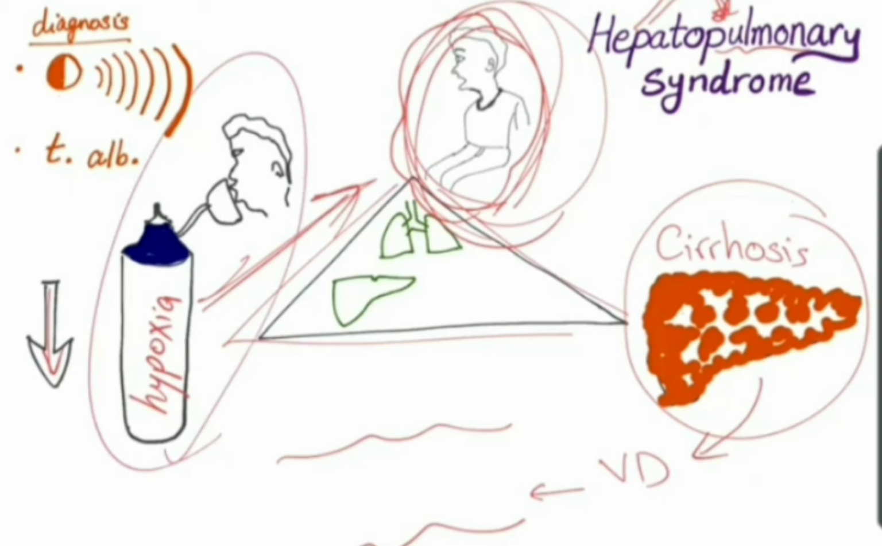How to diagnose? Contrast echo, and you can also use technetium albumin. Hepatopulmonary syndrome: cirrhosis, hypoxia, and platypnea, diagnosed with contrast echo and technetium albumin.